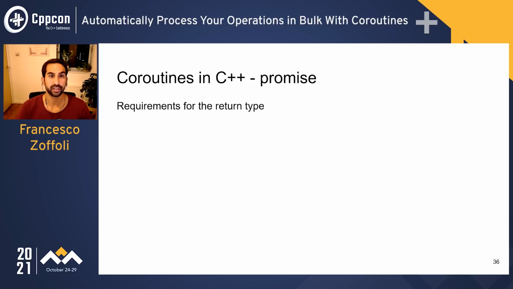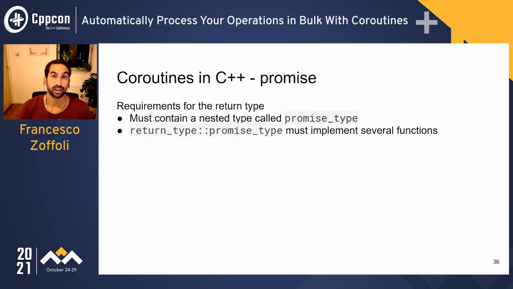What are these requirements for the return type? One is that it must contain a nested type called promise_type. And the second one is that the promise type must implement several functions. There's no requirement on the name of the classes. You'll typically see them called task, or when implementing the awaitable callbacks, it's going to be called awaitable. The implementation of the functions defines how the coroutine behaves. The compiler is going to transform the code to call these functions automatically.